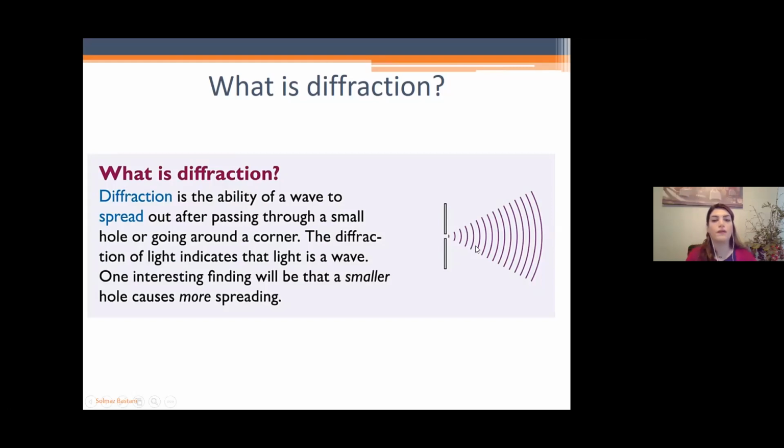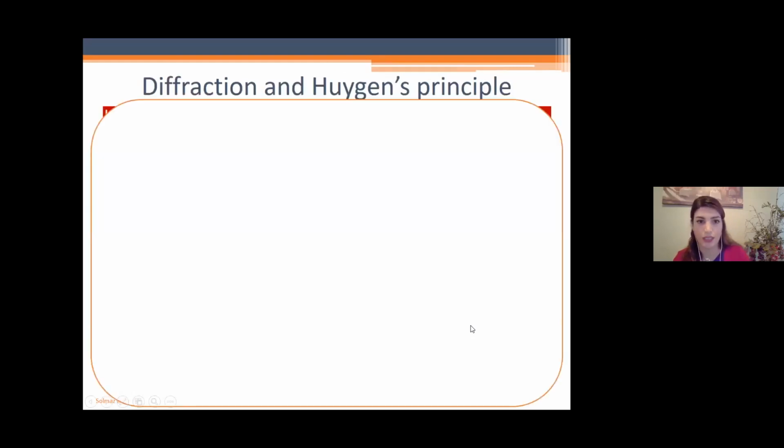So this is one of the properties of the wave, diffraction. One interesting finding will be that a smaller hole causes more spreading. The smaller the hole is, the bigger the spreading. Wow, so this is something now.